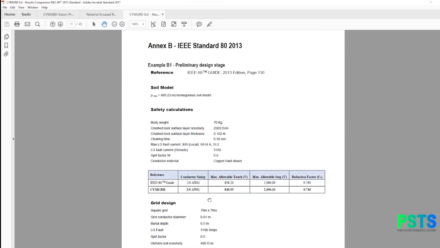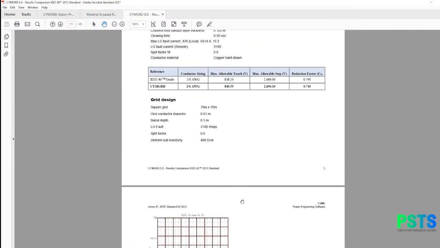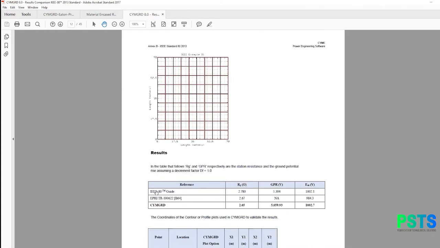So let's say this is the case. We compare CYMGRD to the IEEE guide, all right? All the information is there. We compare this, and we get the resistance: this is the IEEE guide, it's 2.78. This is manual calculation, but the EPRI program uses the same technique as CYM. EPRI is the Electric Power Research Institute in the United States. They have a certain program and came up with 2.67. CYMGRD was 2.65 to calculate the grid.